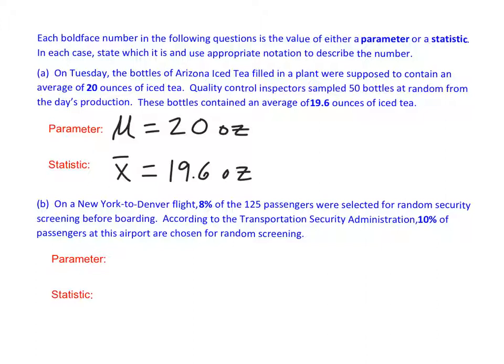Just like right here, in total, when we have all of the flights together, it should be combined for 10%, but if you think of each flight as a sample, it's going to vary. So this particular sample p hat was 0.08.